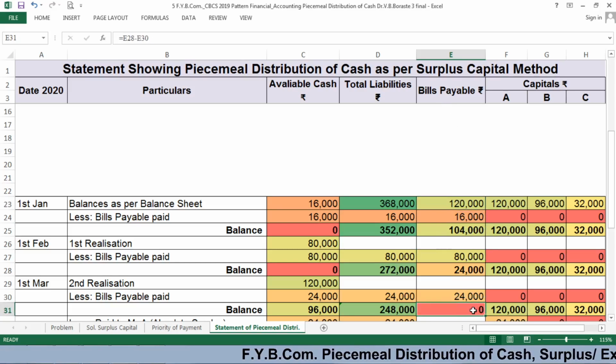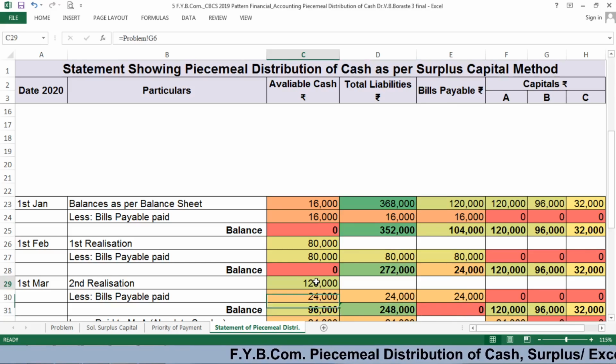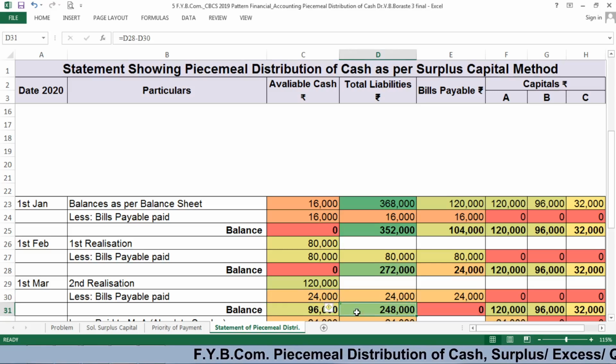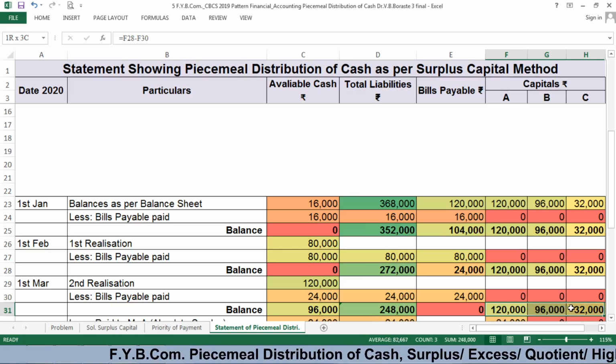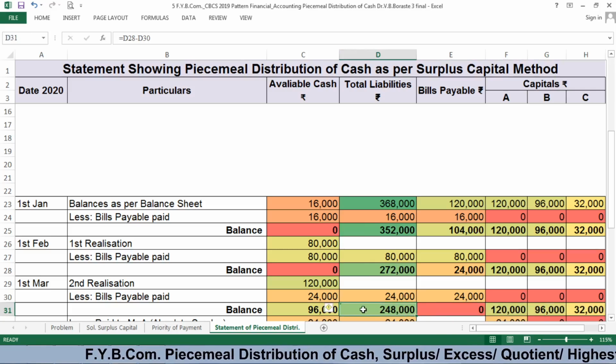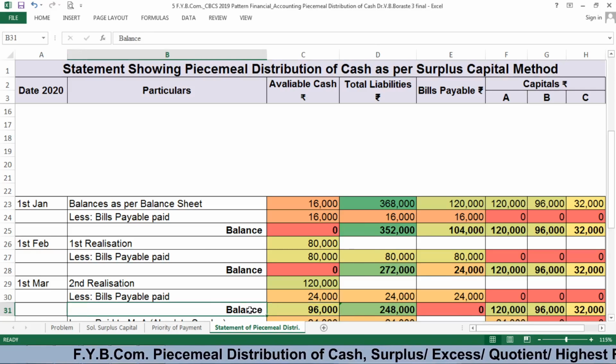So bills payable will be 0. Now out of 1,20,000 we paid 24,000 for bills payable, so the balance cash in our hand is 96,000. Total liability will remain 2,48,000. You can cross check meanwhile whether the total liability column is correct or not. Here 1,20,000 plus 96,000 plus 32,000. So it is correct: 1,20,000 plus 96,000 equals 2,16,000, plus 32,000 equals 2,48,000. That means our calculation at this stage is correct.